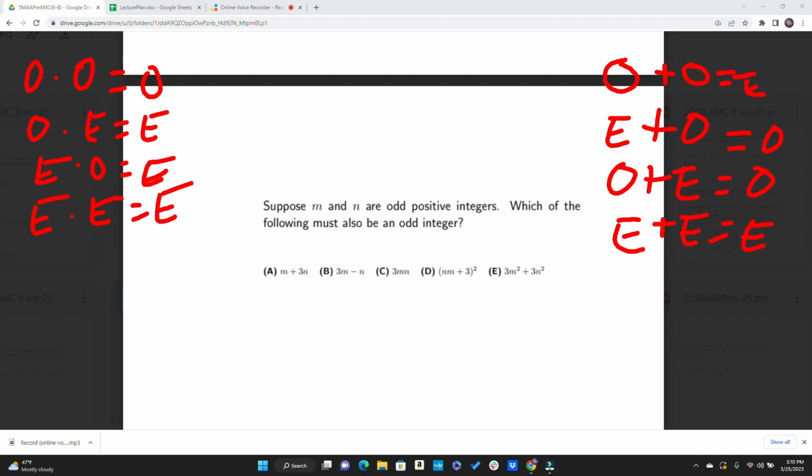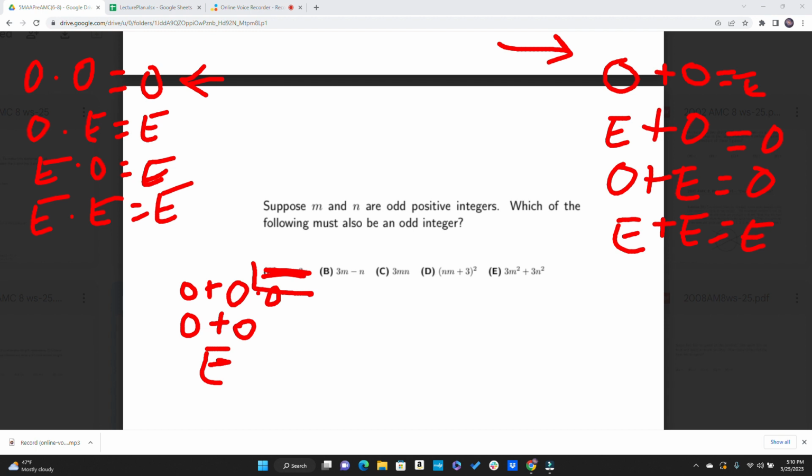So we have m plus 3n for A. So we know m is odd. We have odd plus 3, which is odd, times n, which is also odd. So from our chart, we can see odd times odd is odd. So odd times odd will become odd, and now we have odd plus odd. And also, from our other chart, we see odd plus odd makes even. So that is even. So A is not correct.